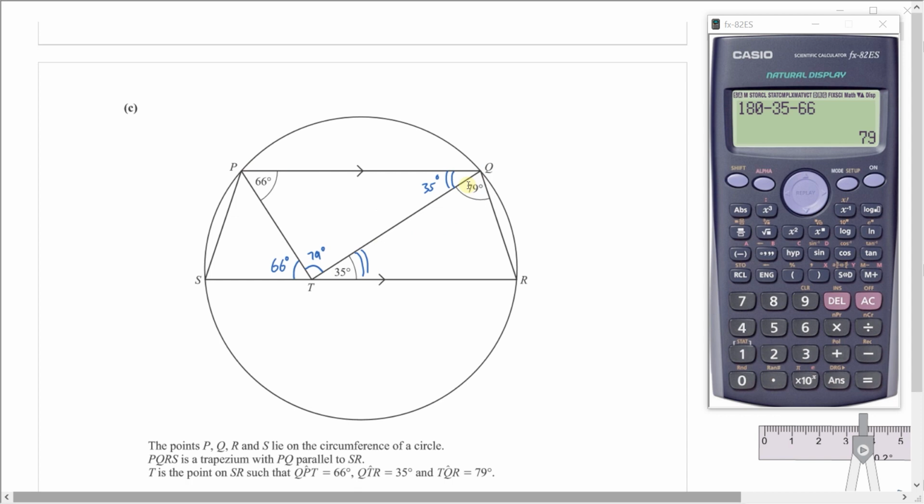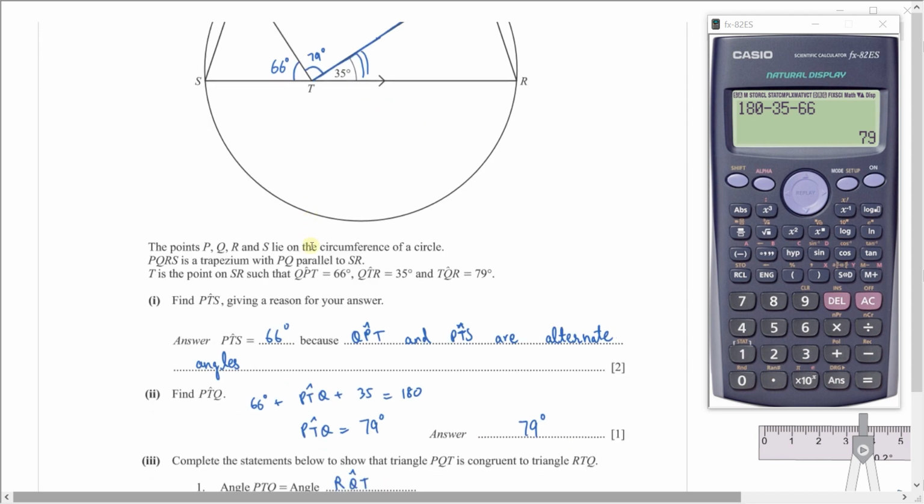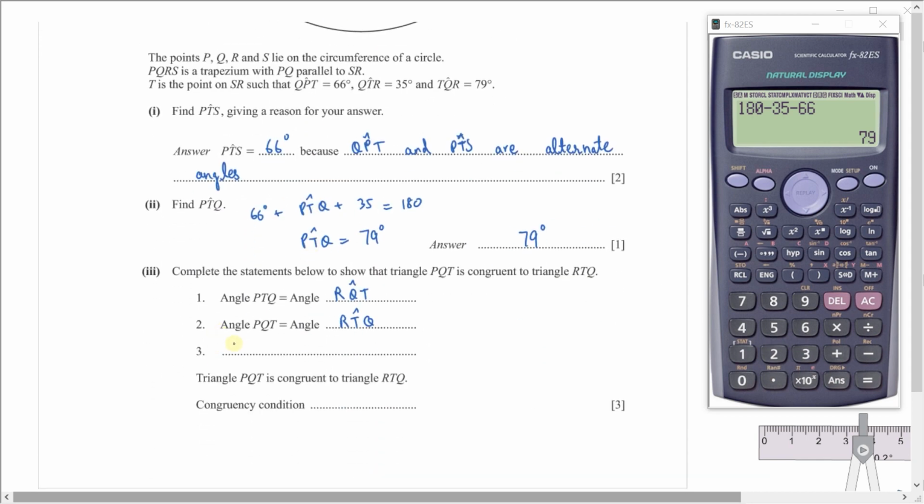All right. And then this length QT is common between the two triangles. So this triangle and this triangle have this length common. So we can say QT is common in both triangles. So triangle PQT is congruent to triangle RTQ.